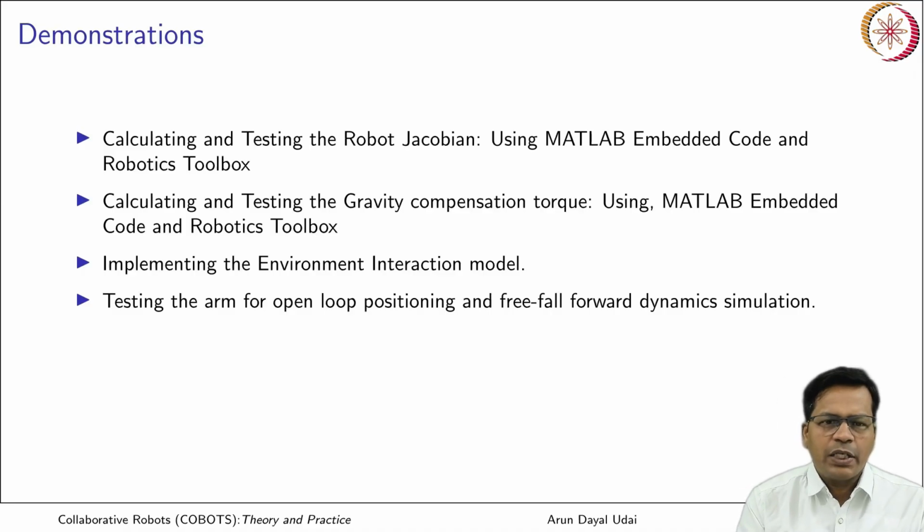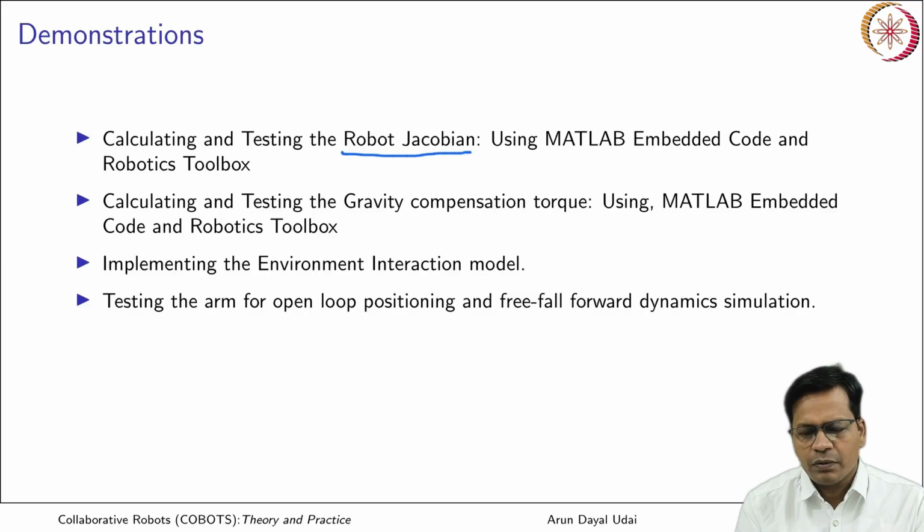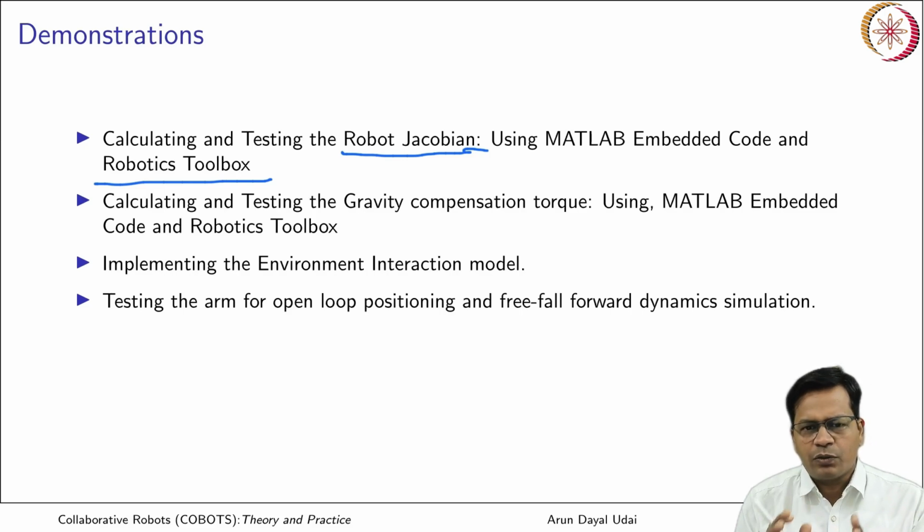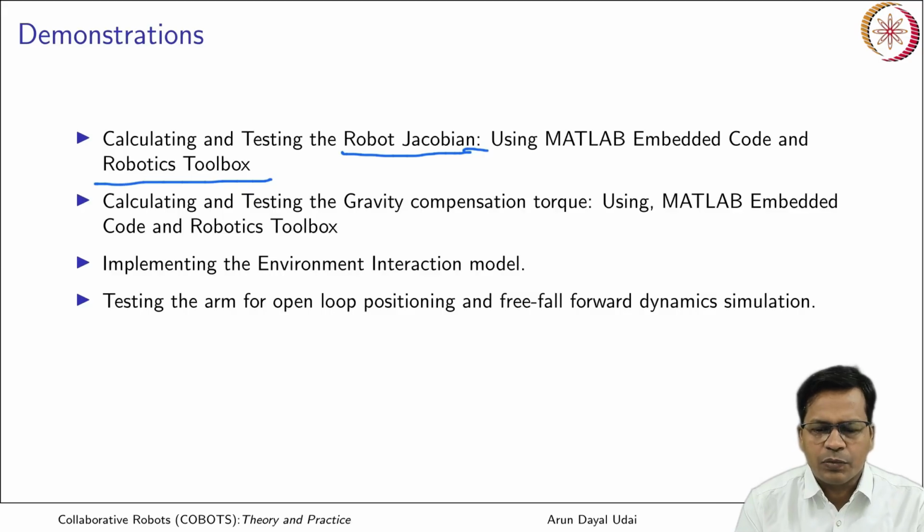We'll calculate the robot Jacobian and implement it as MATLAB embedded code in our Simulink model. We'll also do it using the robotics toolbox. We'll calculate the Jacobian and test whether it is correct or incorrect, so as to put a correct Jacobian model into the actual simulation model when we use it in the force control algorithm. So this Jacobian needs to be verified. This is very important if you have a customized Jacobian and you are not using a Jacobian toolbox.